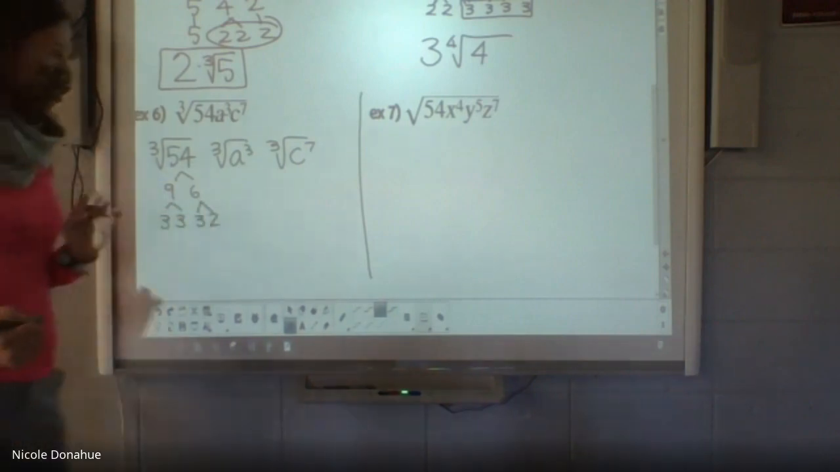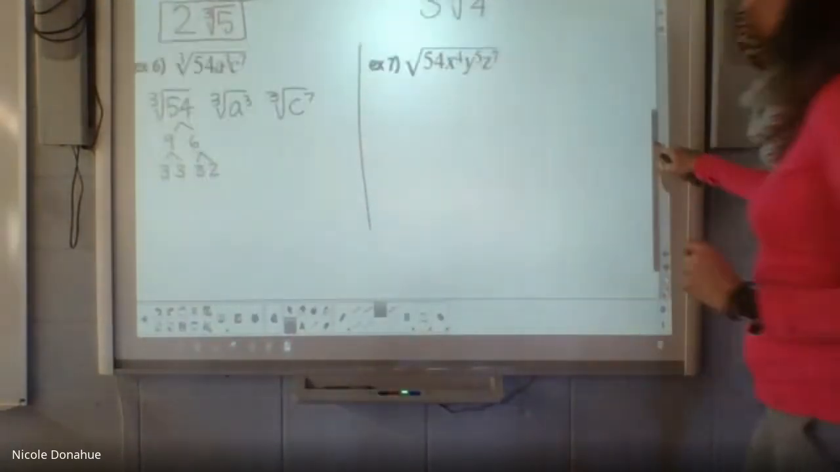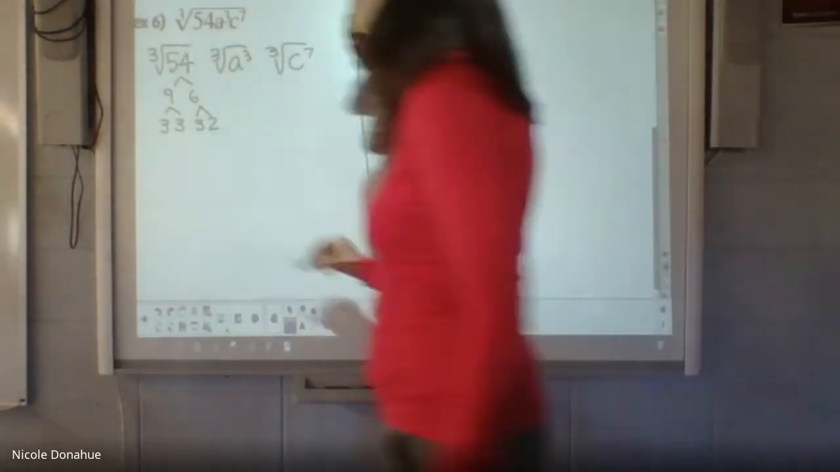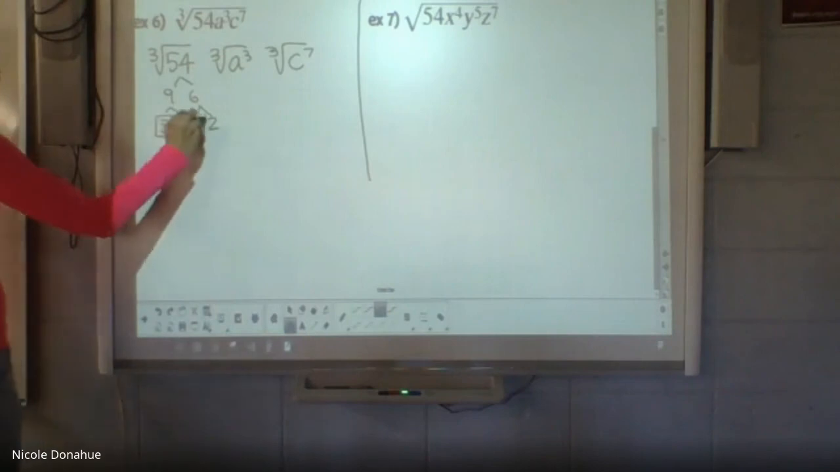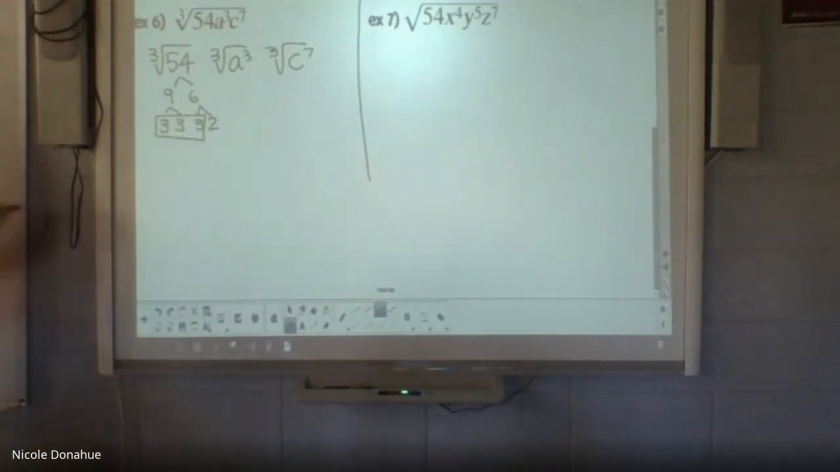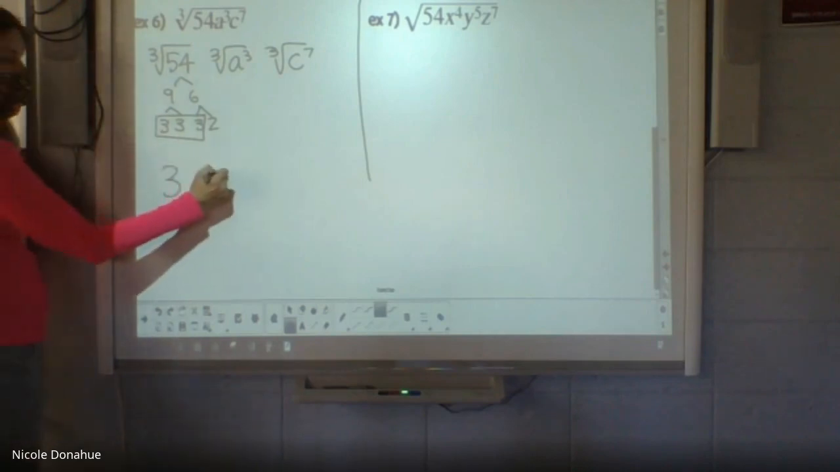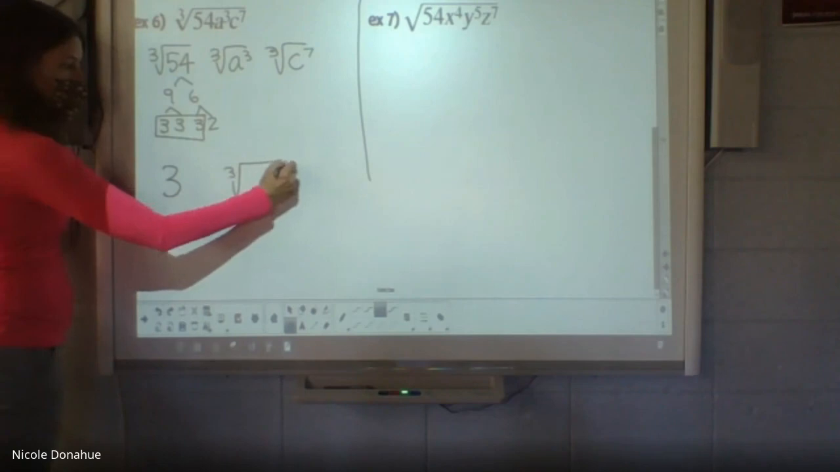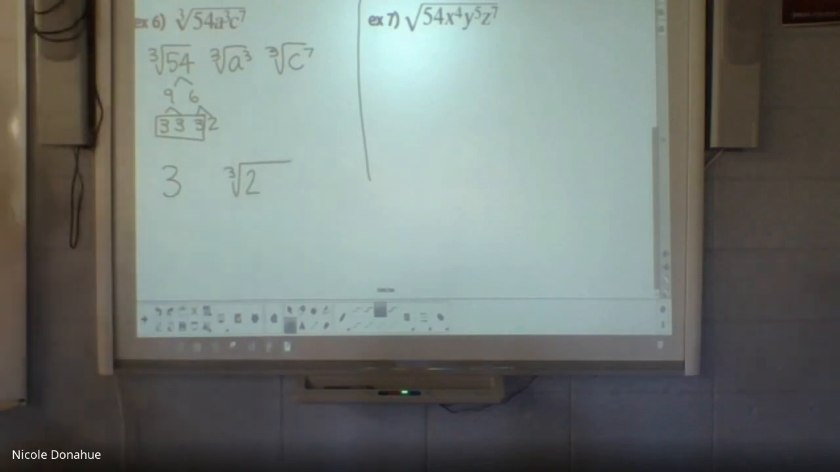Okay. There's our group of threes. So I'm going to take that 3 out. And what's left inside? 2. Inside the cube root group, that's left inside. I'm going to leave a little space here. If you didn't, it's okay. You just have to rewrite it. I'm leaving a little space. I took out the numbers. Now I'm going to work the variables.